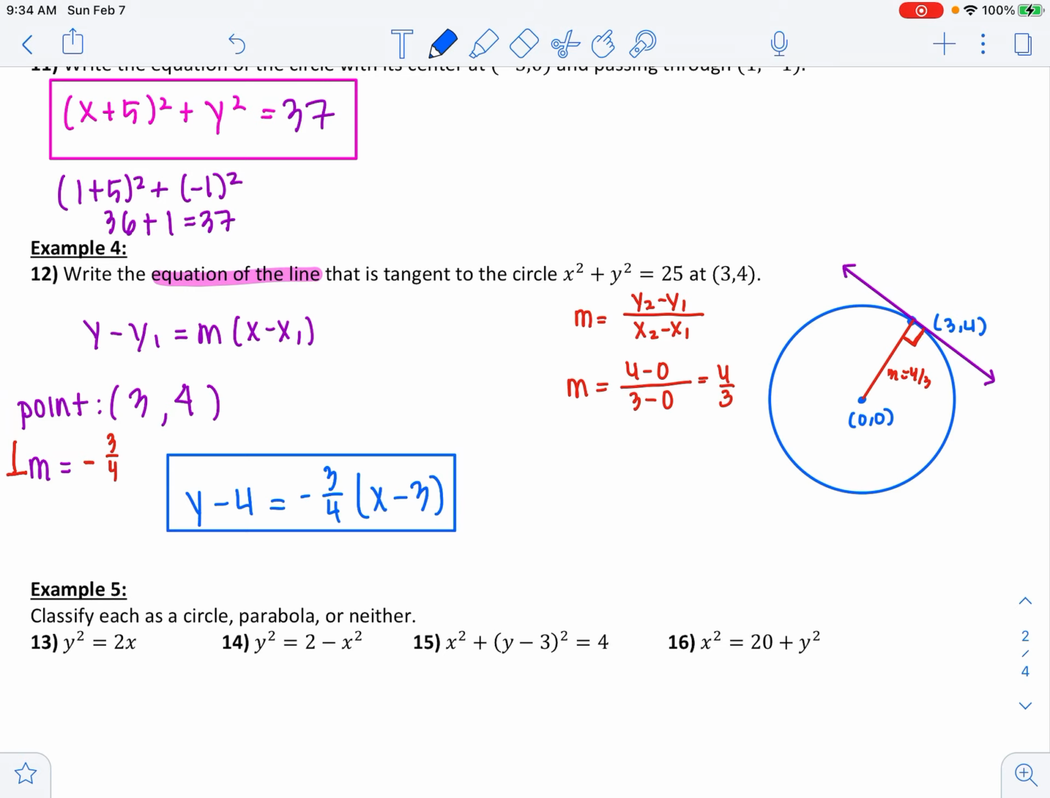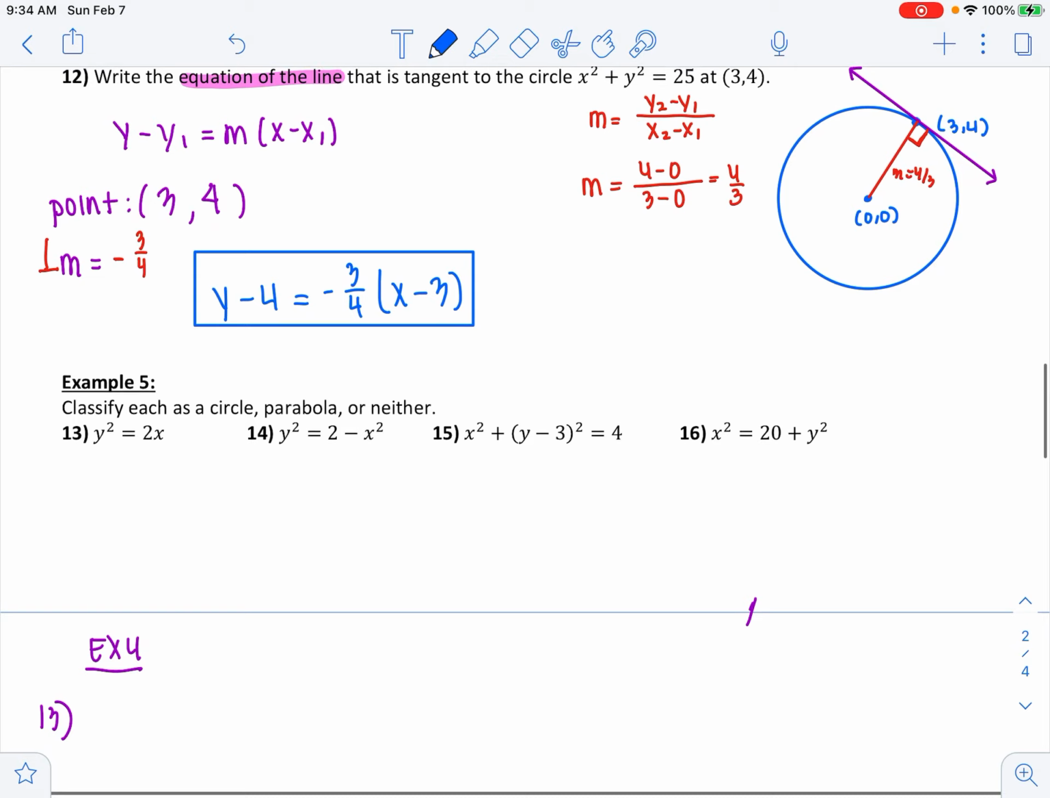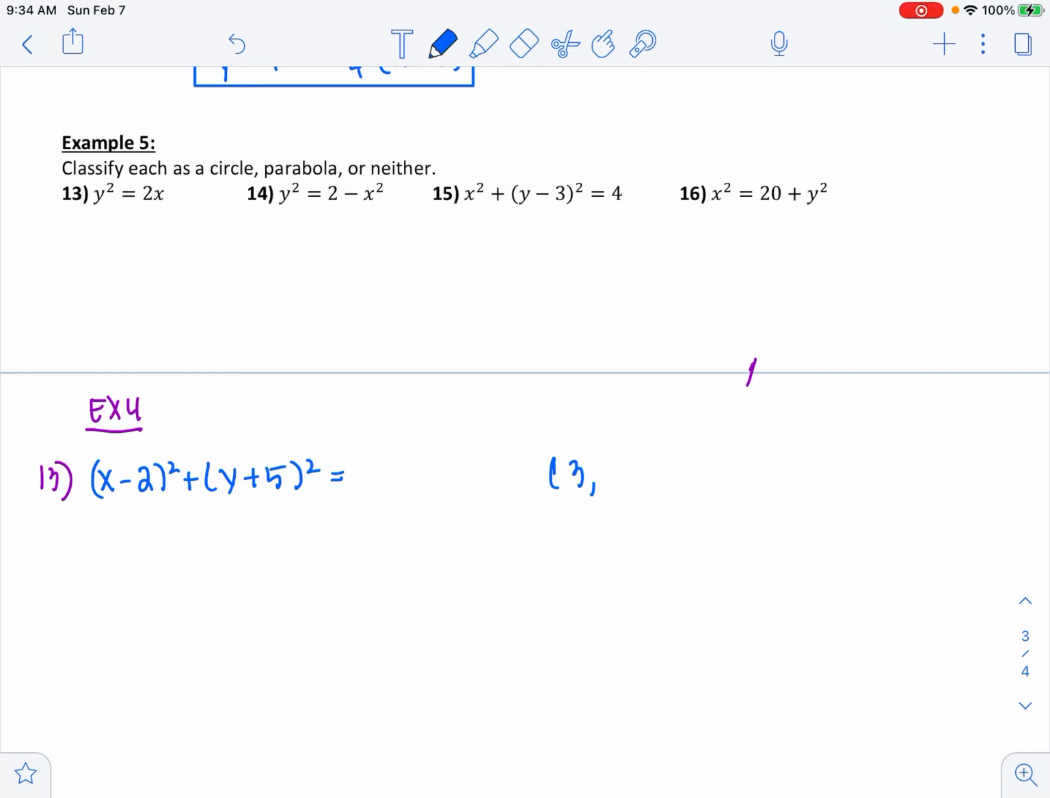Okay, I want to do another one that's not centered at 0, 0, because people get hung up on, like, couldn't you just do this and couldn't you just do that? And it's all because of the 0, 0. So I'm going to make one up. It's going to be: write the equation of a line that's tangent to the circle (x - 2)² + (y + 5)² = and then I need to figure out what that is because I'm making it up off the top of my head. And it's going to be at the point 3, comma, negative 1.